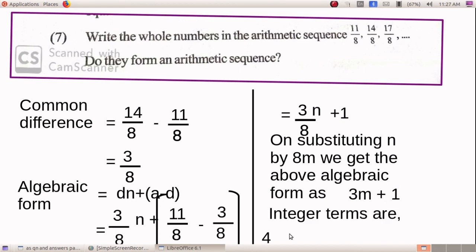1 into 3 plus 1 will be 4, 2 into 3 is 6 plus 1 will be 7, then 3 into 3 plus 1 will be 9 plus 1, which is 10, and so on are the different terms of this sequence. That means the integer terms, or the whole numbers, in this arithmetic sequence form another arithmetic sequence. The general form of that sequence is 3m plus 1.